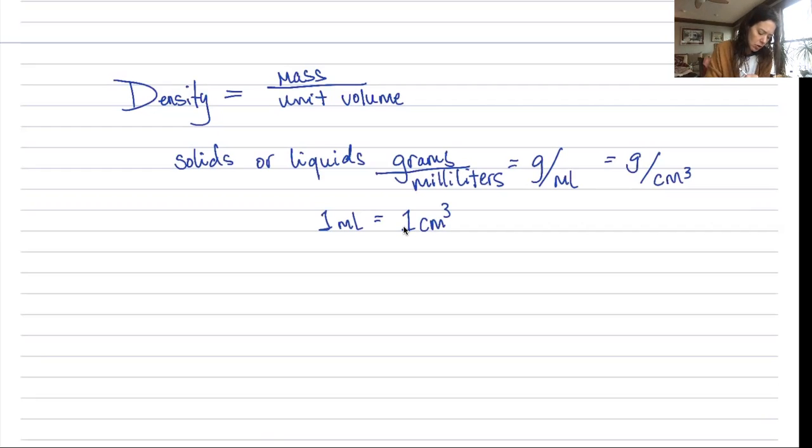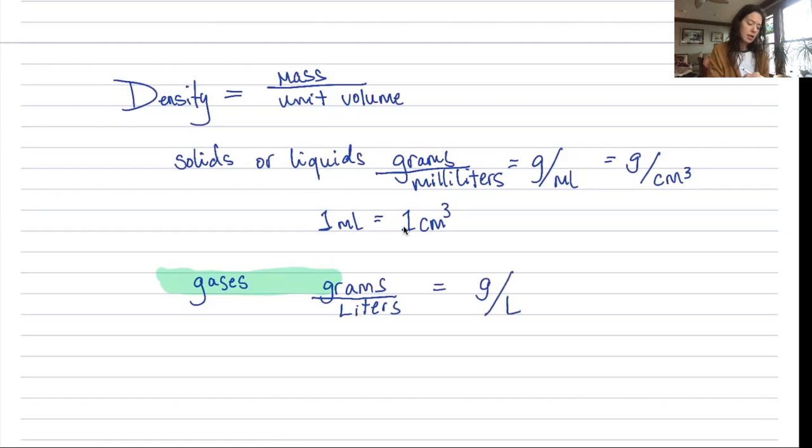We are going to be concerned with the density of gases, all right? And because gases spread to fill their containers, their volume is going to be much greater than a solid or a liquid. So milliliters is not going to suffice. So we will have grams per liters. So with gases, our density unit is grams per liters, whereas for solids or liquids, we have grams per milliliters because they take up much less space. Okay, good.